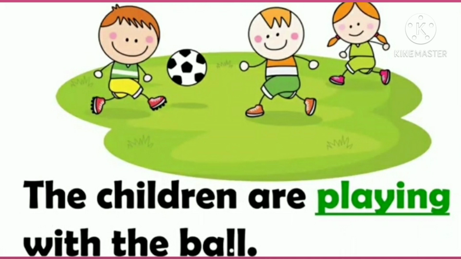The children are playing with the ball. Here, playing is underlined and it is written in green. And this shows the action word, playing. What are the children doing? Yes, they are playing. So, playing is an action word or doing word. Which is the doing word here? Yes, playing. The children are playing with the ball.